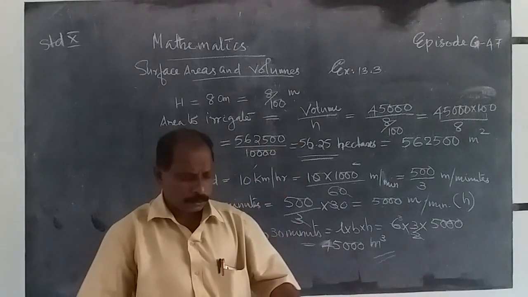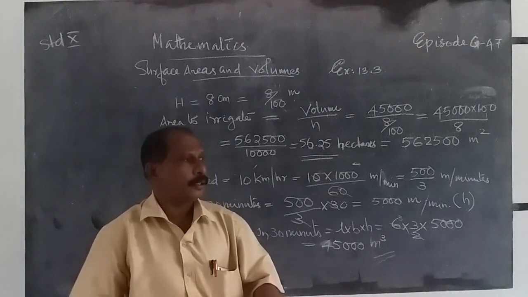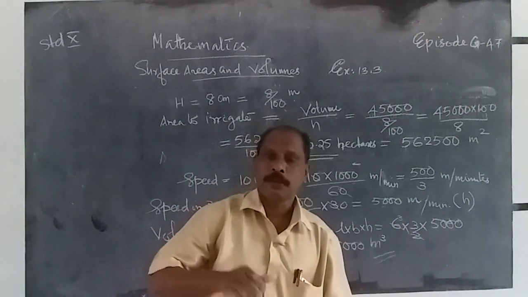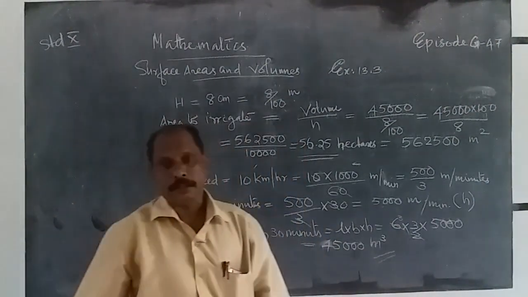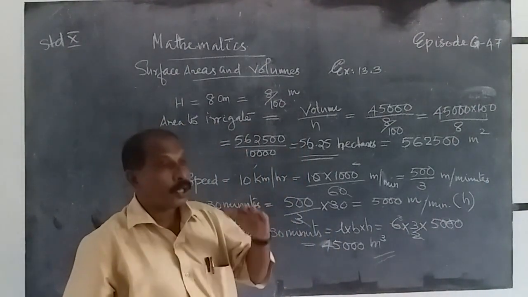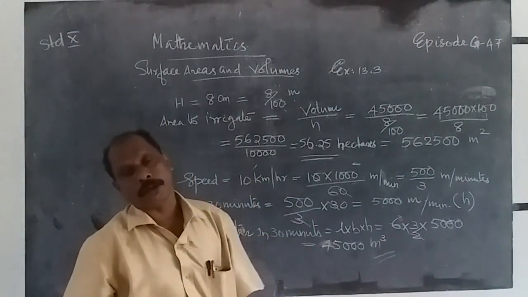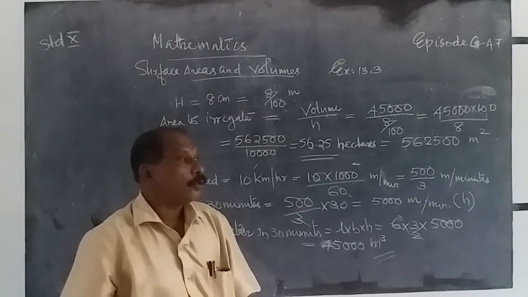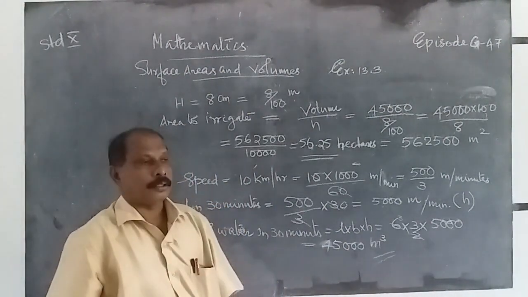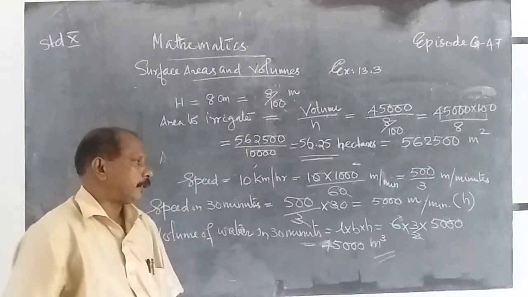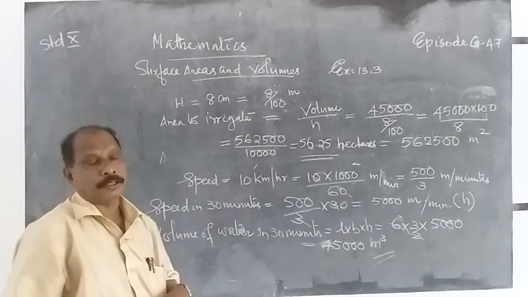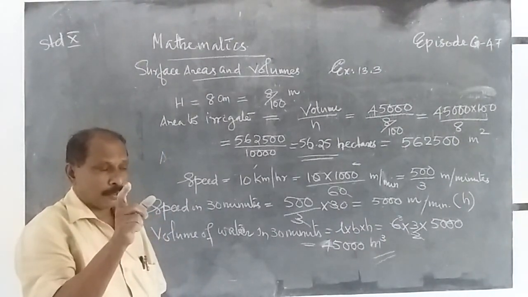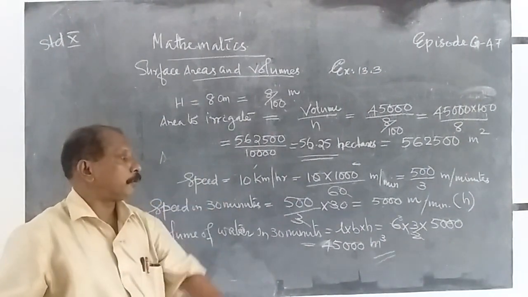Then we know that the time taken to irrigate the area is 30 minutes. Therefore, the length of the water flow in 30 minutes is equal to 500 by 3 into 30. That is, 3 cancels, that is 5,000 meter. That means in 30 minutes the length of water flow is 5,000 meter.